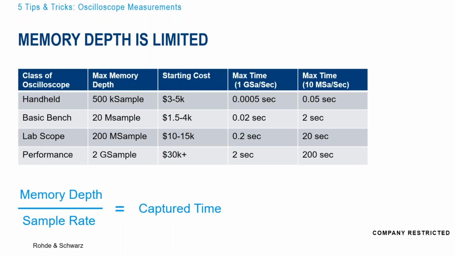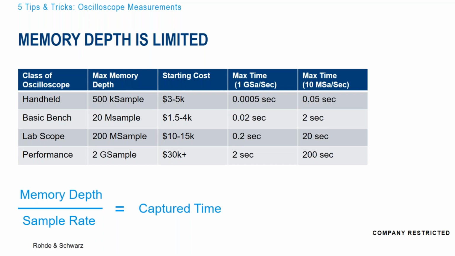The short answer here is that memory depth is limited. It's not that we can have this infinite resource of memory. We take the fixed memory depth that's available in our oscilloscope, we divide it by the sample rate, and that's the amount of captured time we can get. But the challenge here is that the memory depth is typically fixed, and the amount of time that we're trying to capture is also typically fixed. So if those two are fixed, the only variable here that we can change is the sample rate, and typically it goes down.